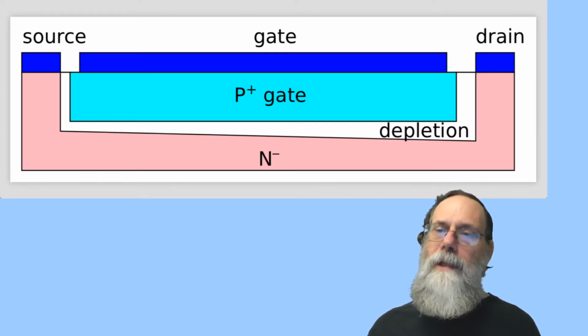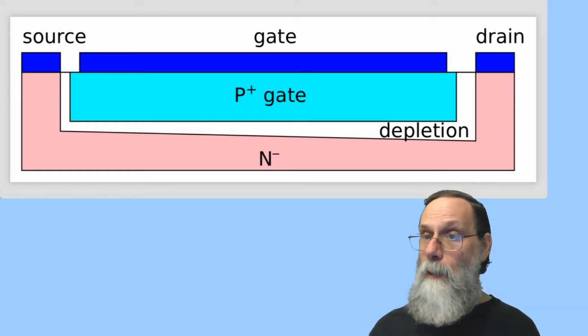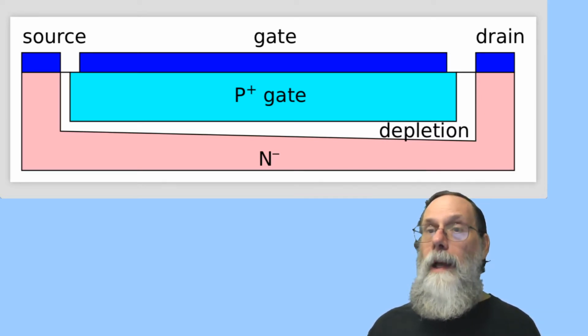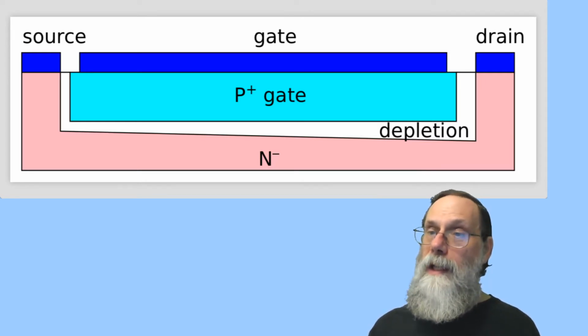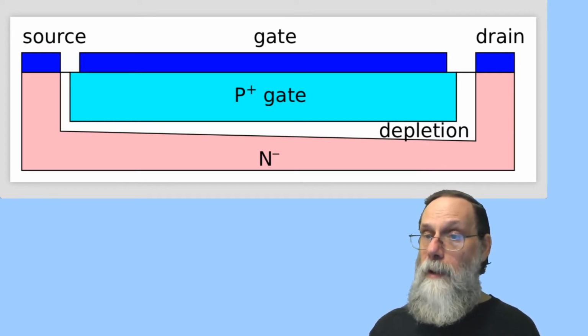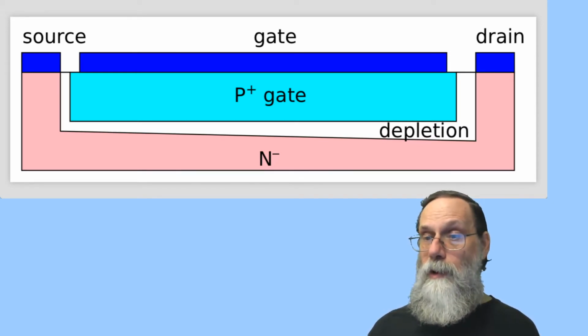If the gate goes very negative, the depletion region gets big. Because this is lightly N-doped, the depletion region is essentially all in the N semiconductor. And as the gate gets more and more negative, the depletion region gets bigger and bigger until eventually it completely pinches off that channel between the source and the drain. There's just nothing there but depletion region, and we get no conduction between the source and the drain.